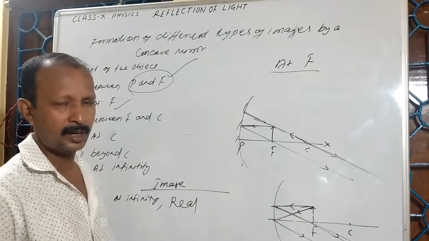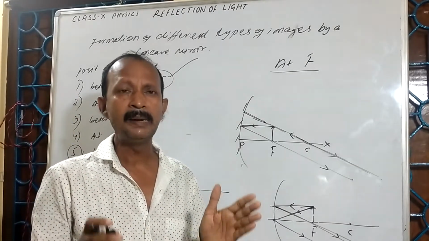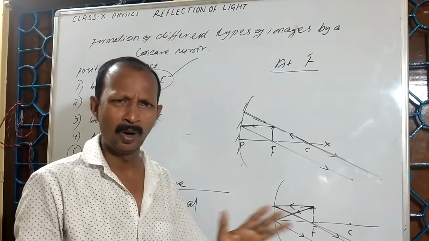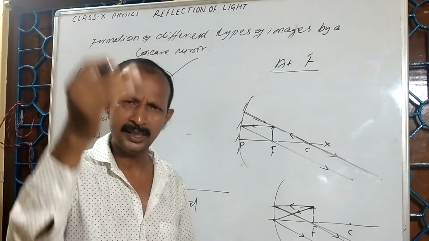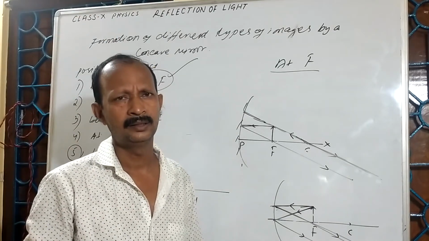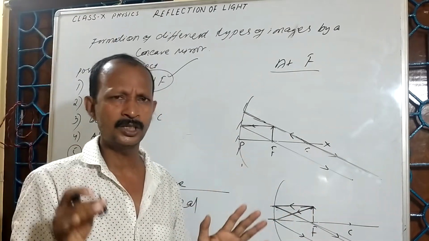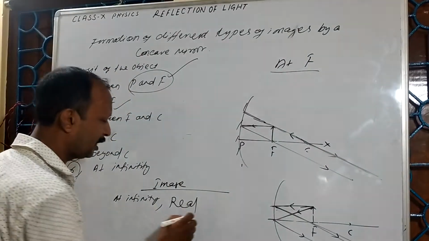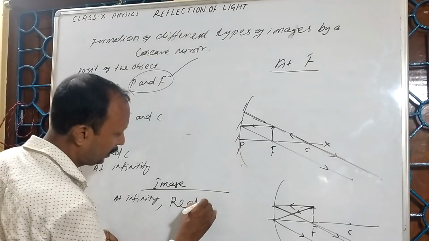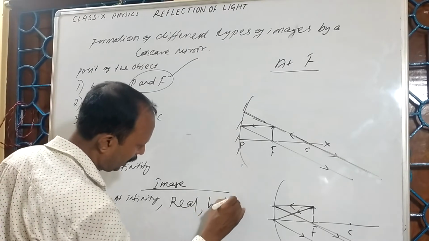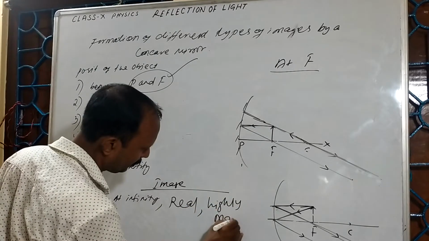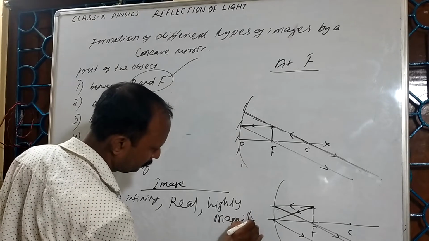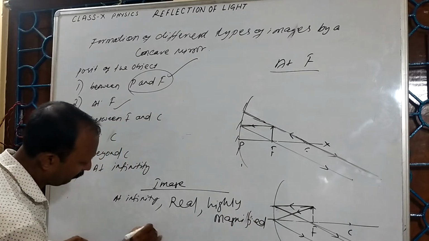Real image, because when the light rays meet really, they make the real image. In fact, we won't see the image. Nobody has seen infinity. But we say that suppose somewhere at infinity they meet, that means the image will be real. It will be highly magnified and inverted.